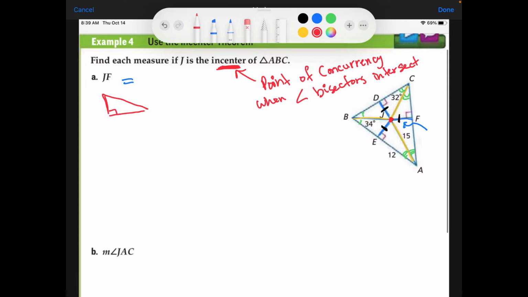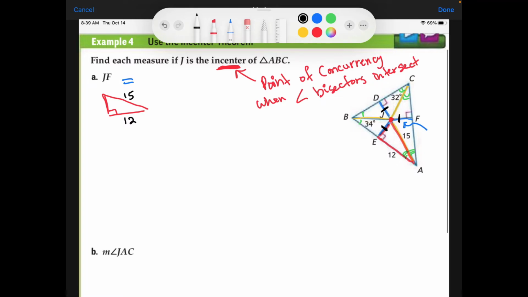So I notice this one right here. I'm going to highlight it in red. They gave me 2 side lengths of that triangle. They said that the hypotenuse, or this longest side, is 15, and the longest leg is 12. And if I can find the shortest leg, which is that blue side, I'll be able to find my JF. If I find JE, I can find JF because they're equal to each other.